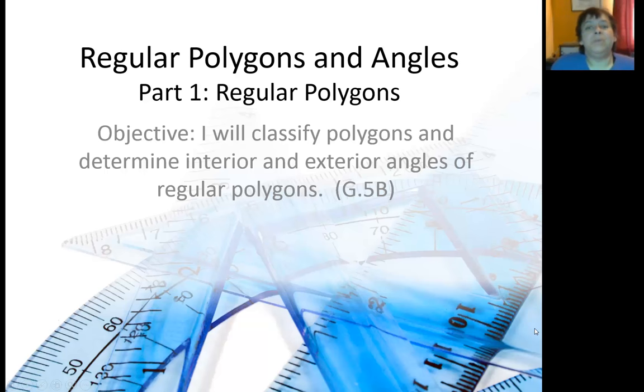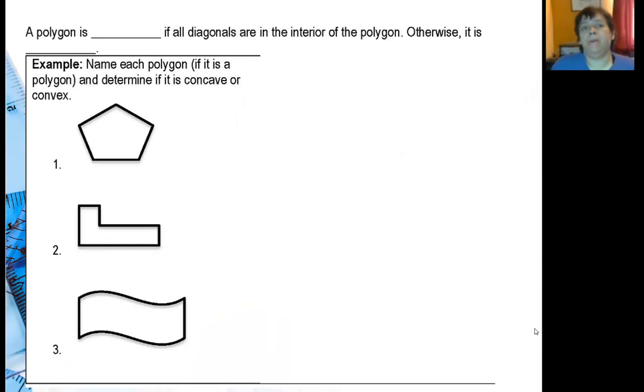In this lesson, we're looking at regular polygons and their angles. So first of all, let's talk about if a polygon is concave or convex. A polygon is convex if all diagonals are inside, in the interior of the polygon. Otherwise, it is concave. So for this first example here, I'm going to go ahead and draw all the diagonals.